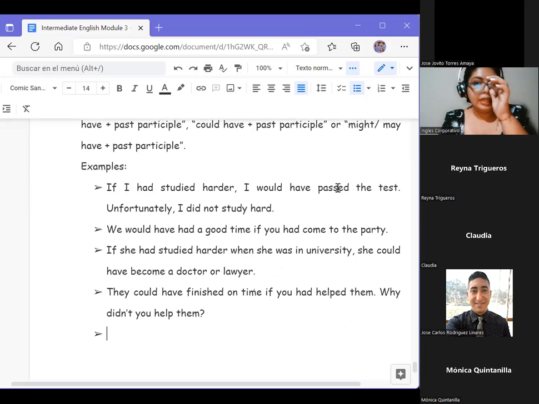And number five, that is the last example, it says, she might have got the promotion if she hadn't gotten in that big fight with the manager. Ella hubiera tenido la promoción, o sea, promoverla de un puesto a otro, si ella no hubiera tenido esa pelea, ¿verdad? Con el supervisor. That is something really bad.